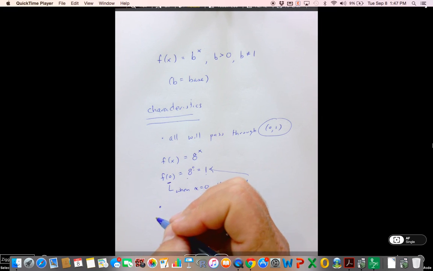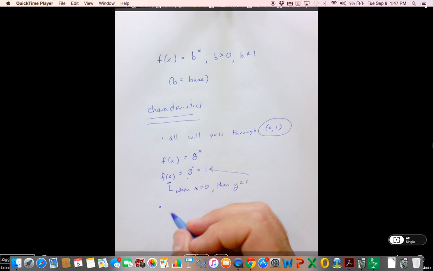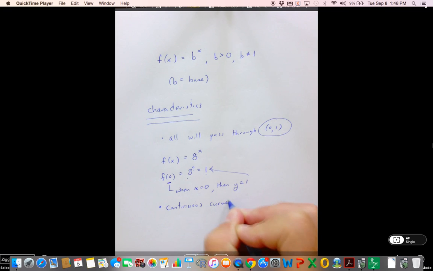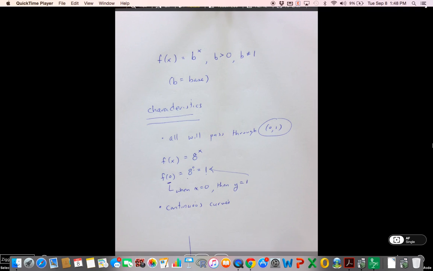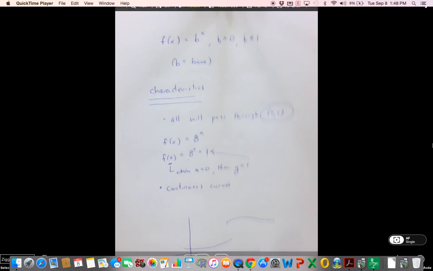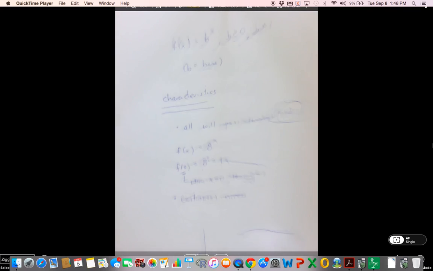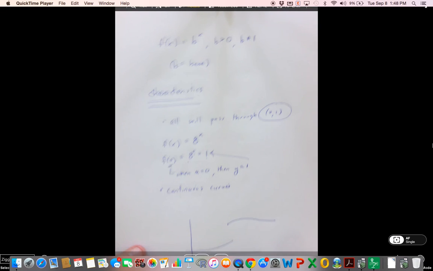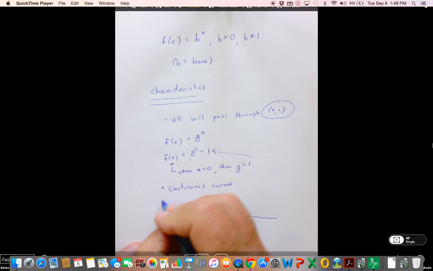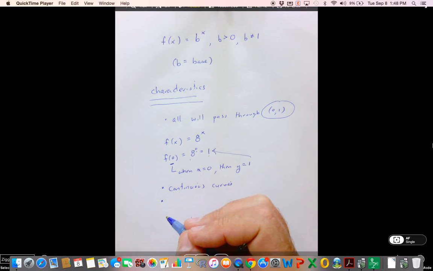Second characteristic: continuous curves. Not broken. So you're not going to get into something like that. That'd be pretty cool if you could see that, wouldn't it? You're not going to get anything like that. These things are continuous curves. These things being exponential functions.